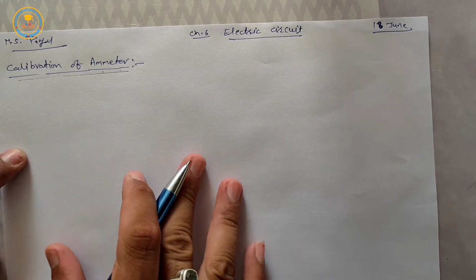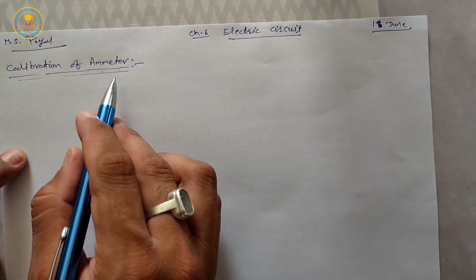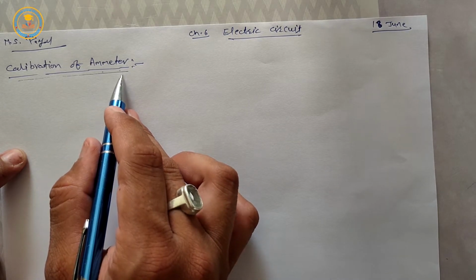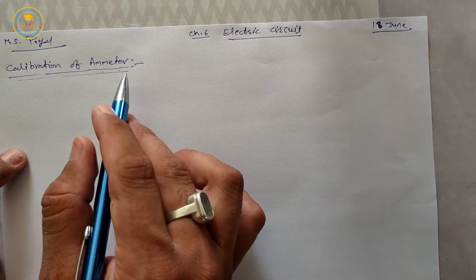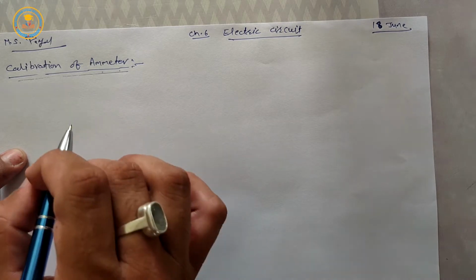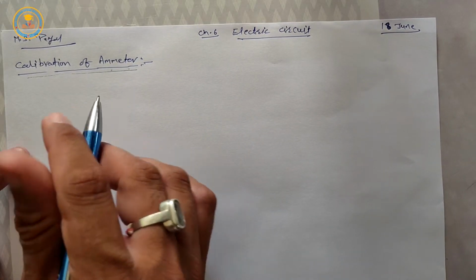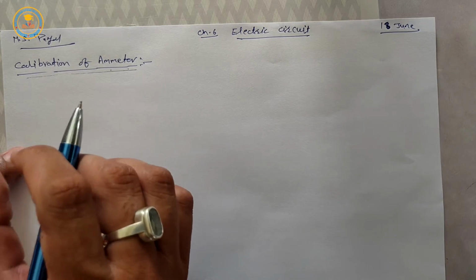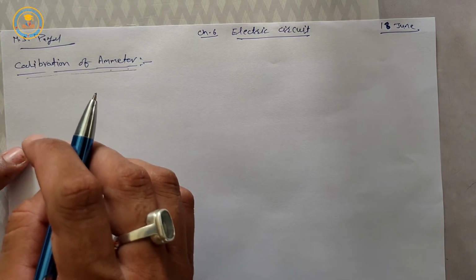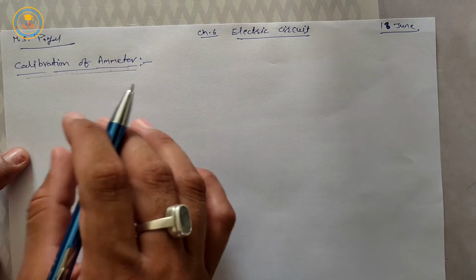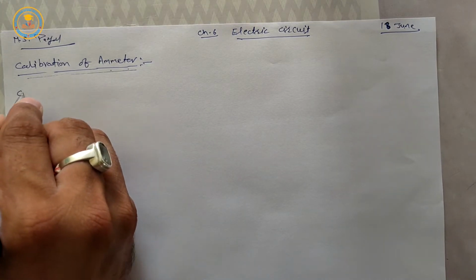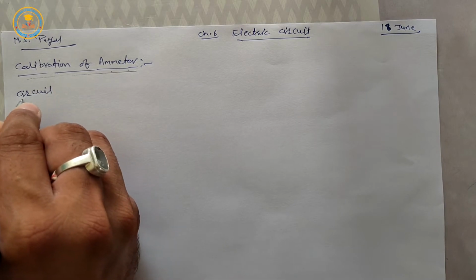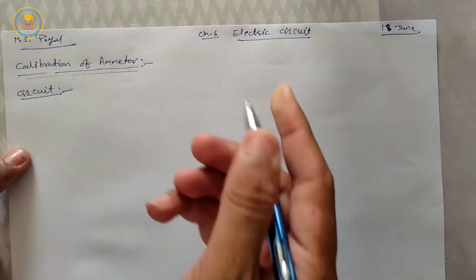of ammeter. Okay, an ammeter is connected in series order in an electric circuit, but a voltmeter is connected in parallel order in an electric circuit. This thing is important for your basic knowledge. So first we draw the circuit diagram of calibration of ammeter.